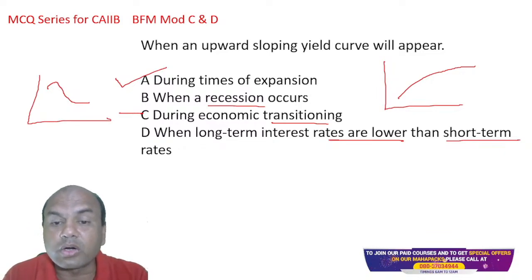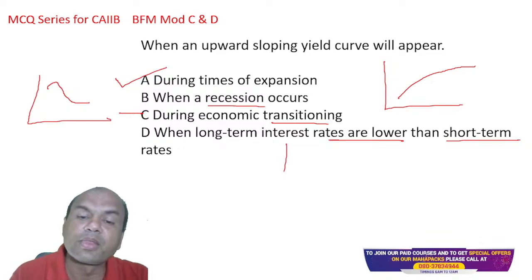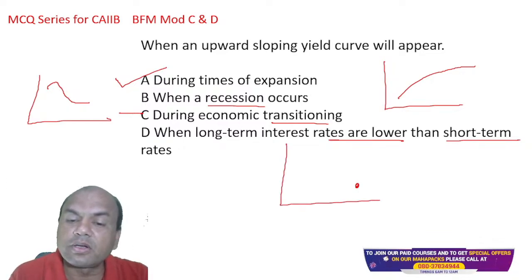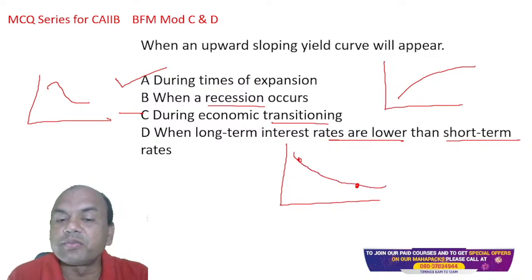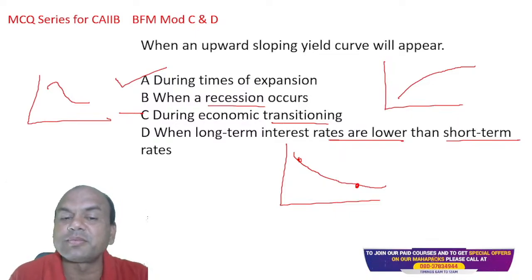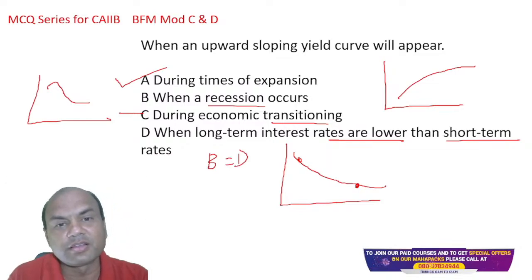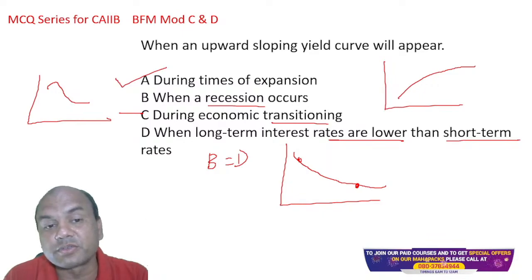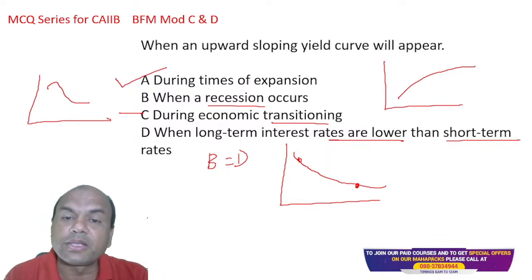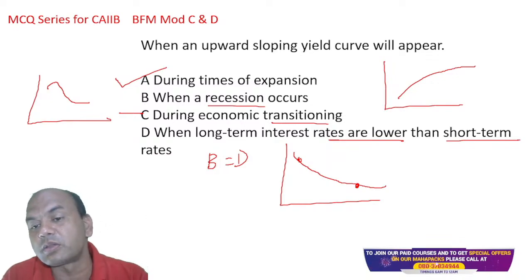What is D? Long-term interest rates are lower than the short-term interest rates. Means what? See this. Long-term is lower, short-term is higher, so it will be like this. Now if this is like this, then what is recession? Recession is also the same. That's why B equals D over here. Okay? The thought just got into my mind, that's why I asked you. So an upward sloping yield curve in the expansion, and recession means long-term interest rates are lower than the short-term interest rates.